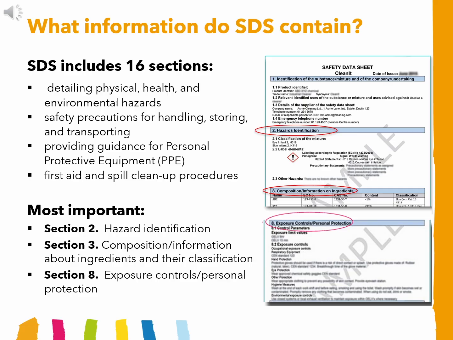Every SDS follows the same structure: 16 standardized sections. These cover physical, health, and environmental hazards, handling and storage guidelines, protective equipment, and emergency procedures. The most important sections for assessing health risks are Section 2, Hazard Identification, Section 3, Composition and Hazardous Ingredients, Section 8, Exposure Controls and Personal Protection. These sections tell you what the hazards are, what ingredients are involved, and how to protect yourself.